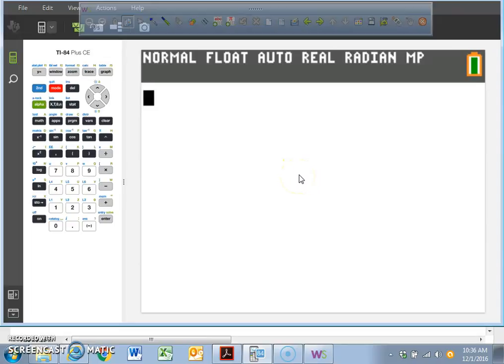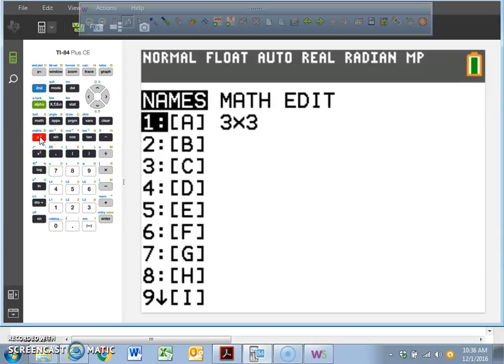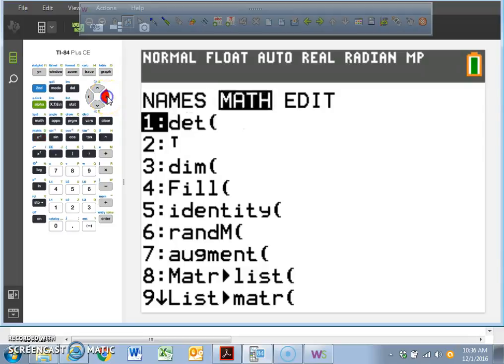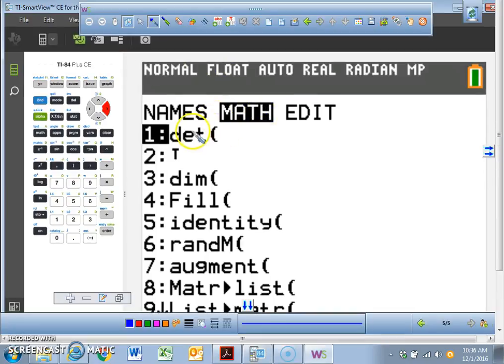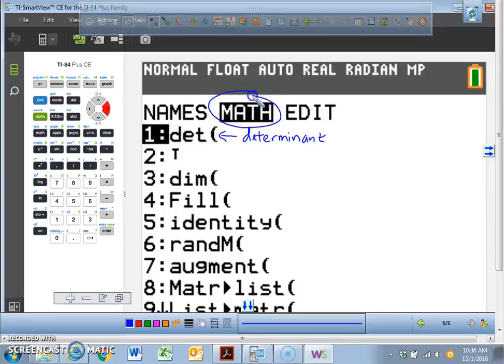Okay, we're all there? Now, go back, hit second, x to the -1, but this time, go to the right, where it has the word math. I'm going to take a screenshot of this real quick. This right here, everybody, this means determinant. You see where it's located, everybody. It's located where? All right?